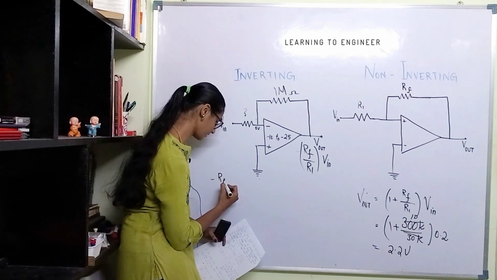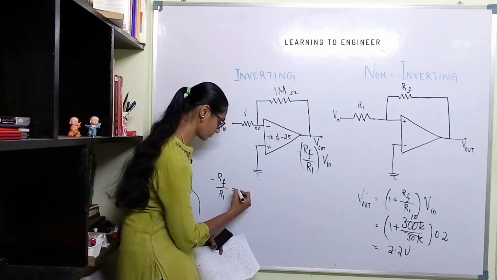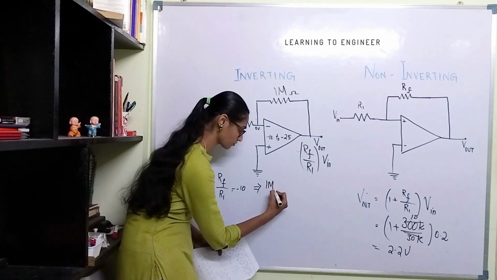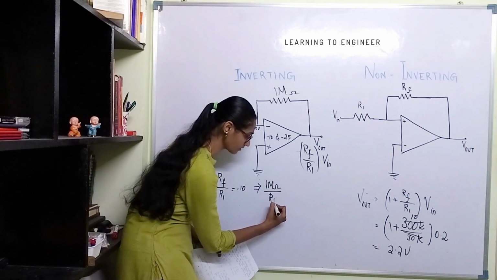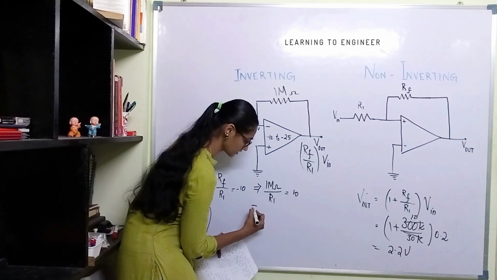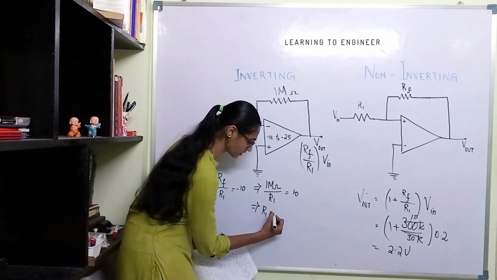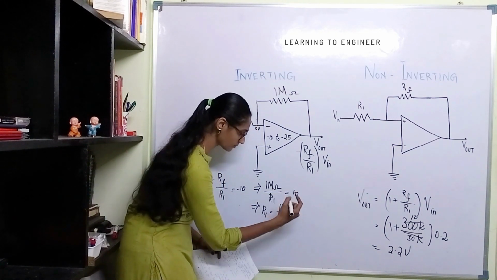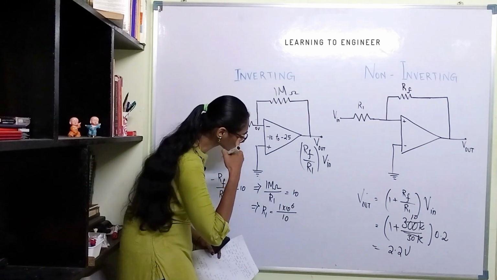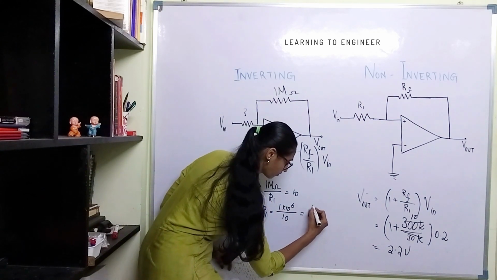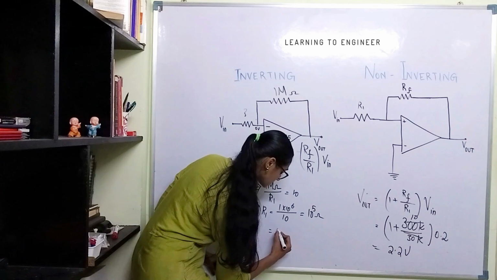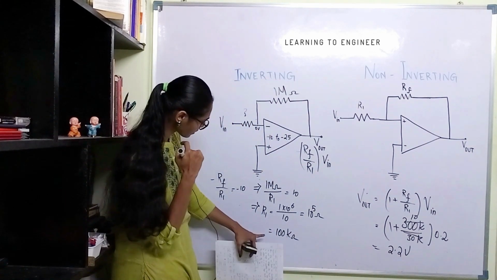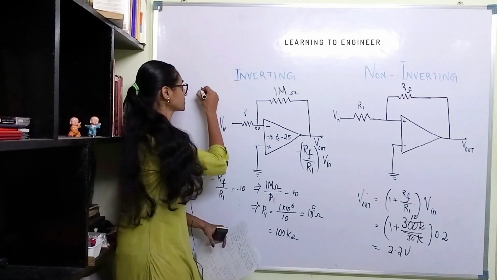Okay, so when we say that the gain is -10, what should be the value of R1? Minus RF by R1 is equal to -10. So this implies that RF is 1 mega ohm. Okay, so 1 mega ohm divided by R1 should be equal to 10. So in this case, what is the value of R1? 1 into 10 to the power of 6, which is 1 mega ohm, divided by 10, which is 10 to the power of 5 ohm, or this is 100 kilo ohm. Okay, so the gain requirement is also satisfied for option C.